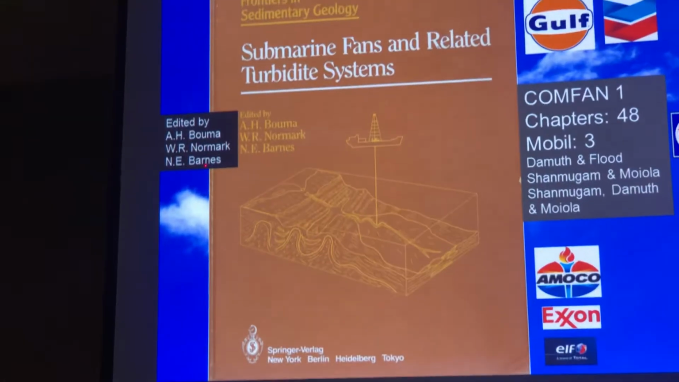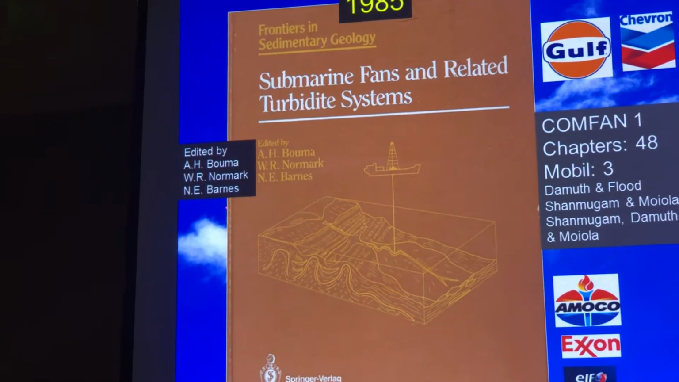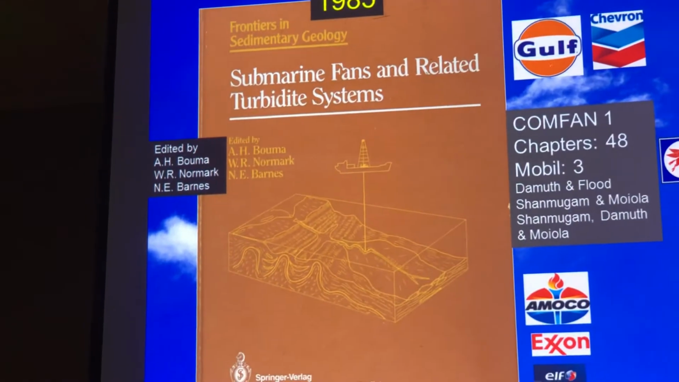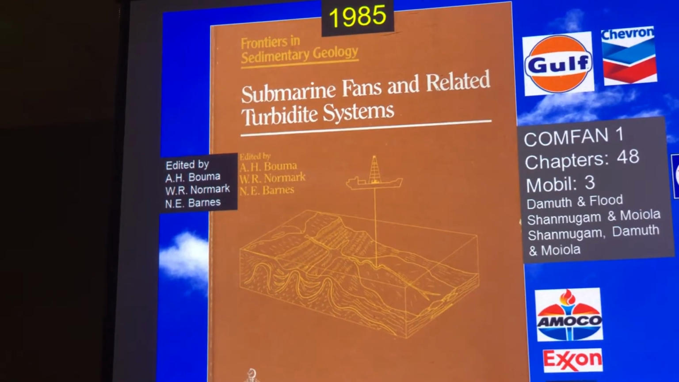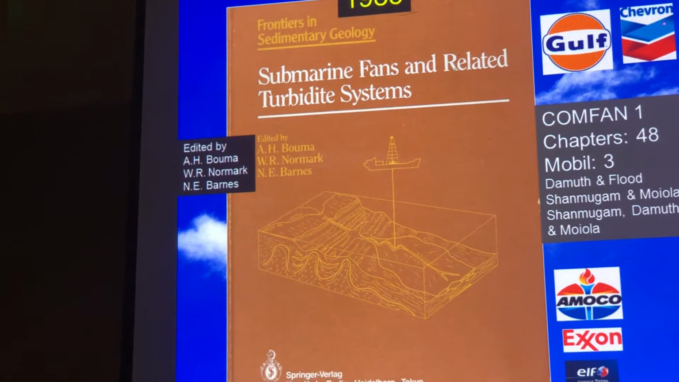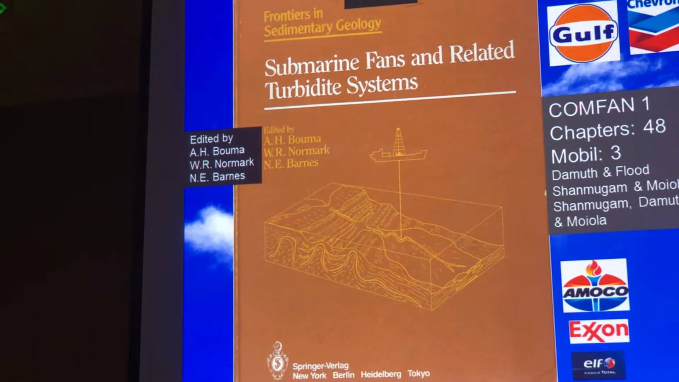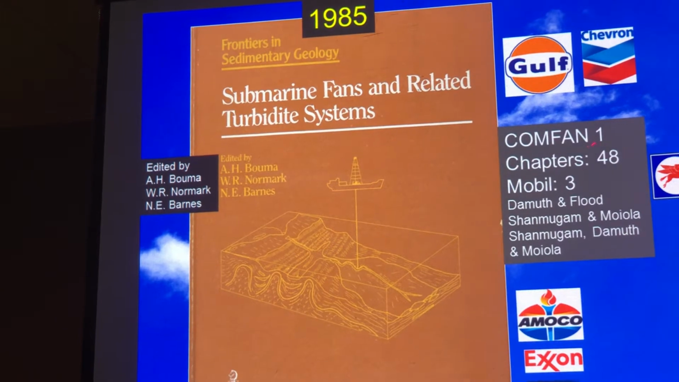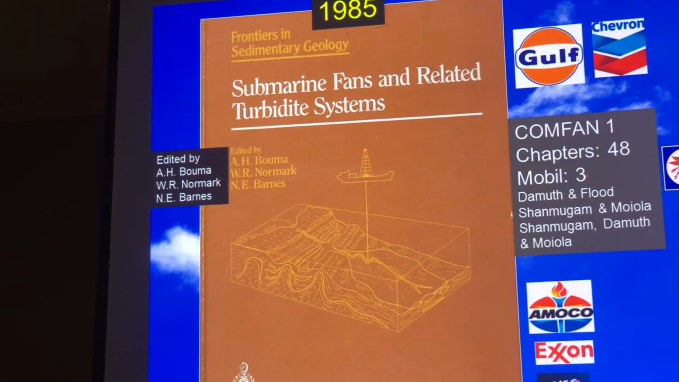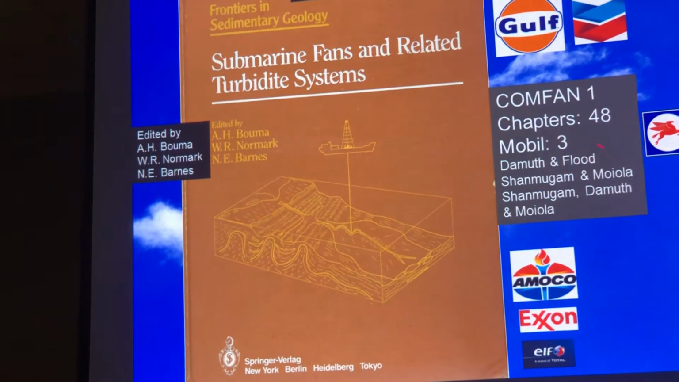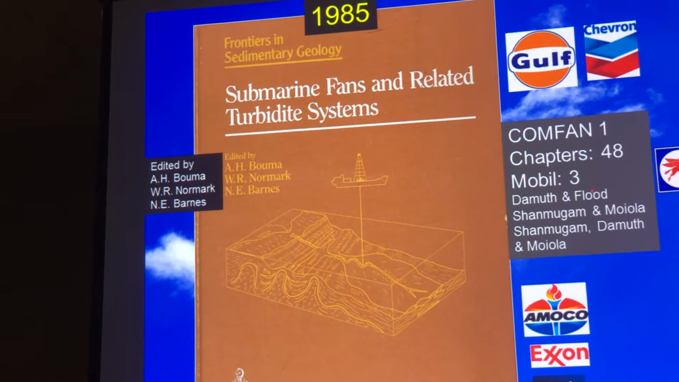Then the next book, edited by Bouma, Normark, and Barnes, came out in 1985. Bouma worked for Gulf, and in the same year it was absorbed by Chevron. It is a product of the conference called COMFAN, Committee on Fans. There are 48 chapters, 3 of them by Mobil people, Damuth and Flood. This is the same Roger Flood I talked about earlier, about contourites.